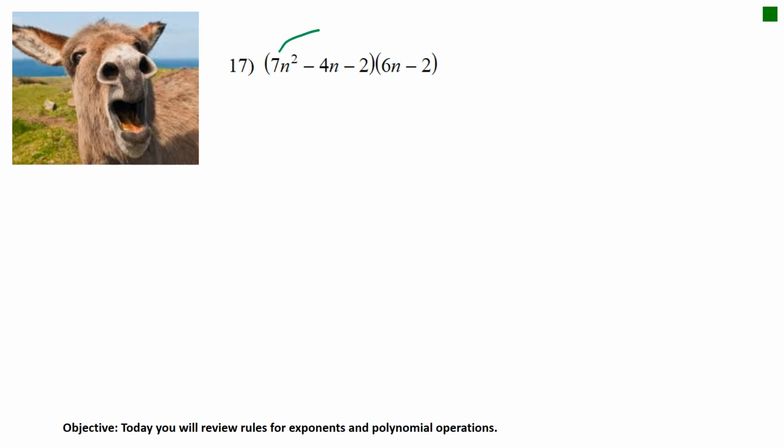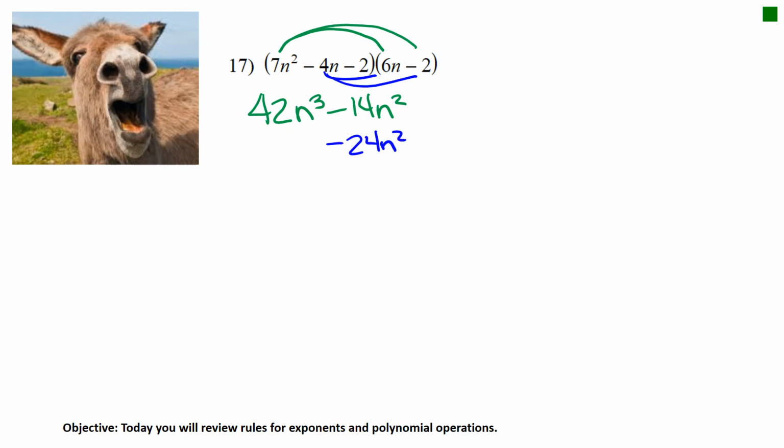7 times 6 is a positive 42. 2n's plus 1 more n is 3n's. 7 times negative 2 is a negative 14 with just the 2n's. Negative 4 times 6 is negative 24 with 2n's. Negative 4 times negative 2 is positive 8, and there's 1n. Negative 2 times 6 is a negative 12 with 1n. Negative 2 times negative 2 is a positive 4.